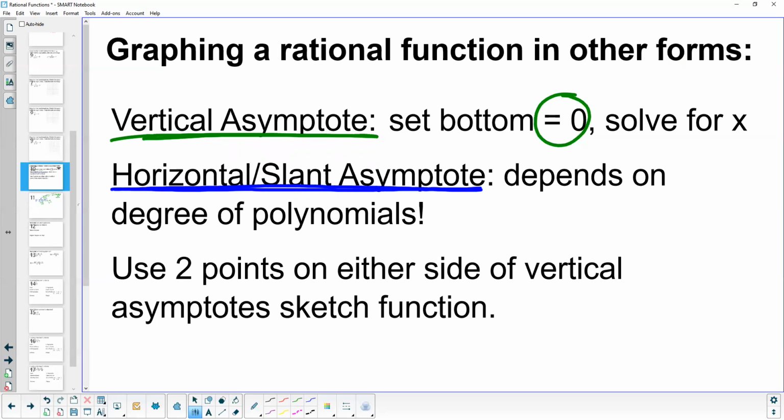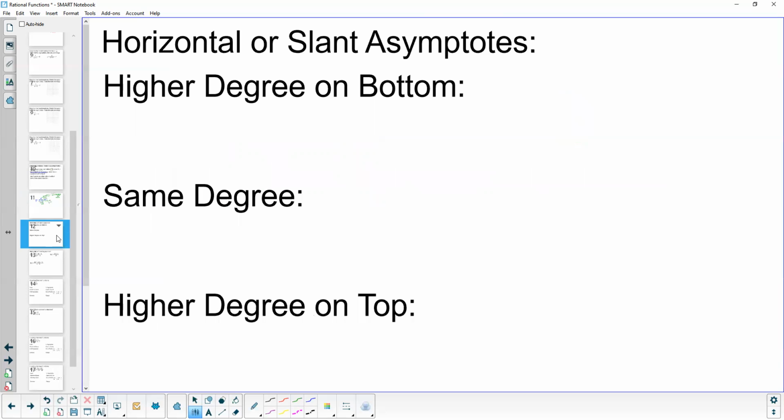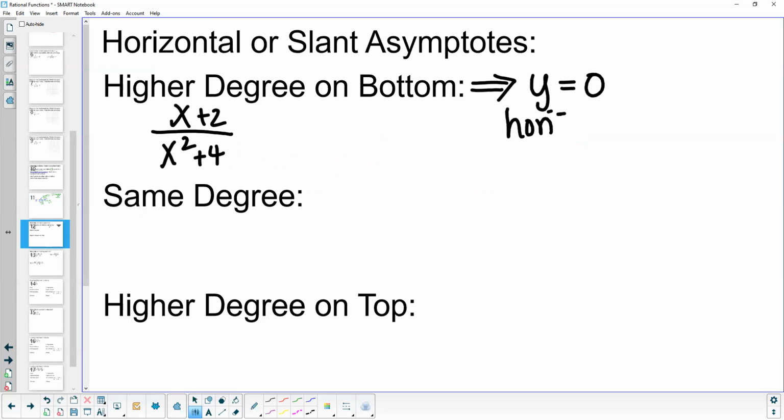it depends on the degrees of the polynomials that we have there. So if there's a higher degree on the bottom, so we have something like x divided by x squared, or x plus 2 divided by x squared plus 4, anytime that we have a higher degree on the bottom, that means that our horizontal asymptote is going to be y equals 0. And this is horizontal. And the reason why is we're just going to be straight at that line.